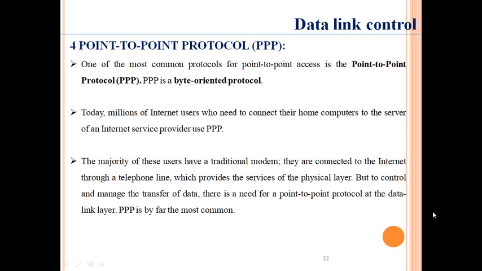There are two types of connection between nodes. One is point to point and the other is multi-point connection. The most common protocol used for point to point access is the point to point protocol, which is also called a byte oriented protocol. In today's world, in most homes we can see a computer connected to the internet. That computer connects to the internet server using this point to point protocol. The majority use traditional modems connected to the internet through a telephone line, which provides the service of the physical layer. But to control and manage the transfer of data, the most common point-to-point protocol is used in the data link layer.